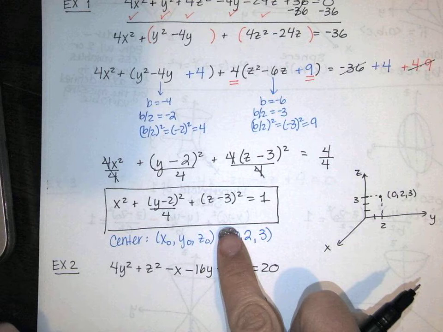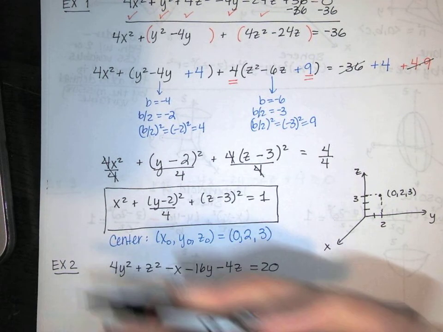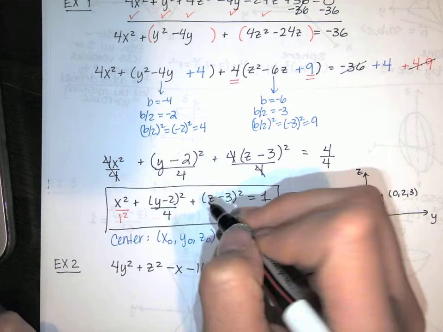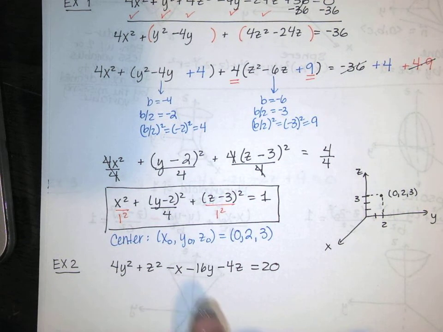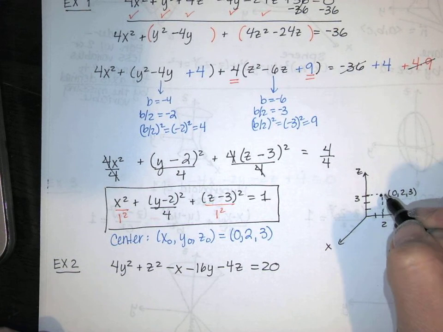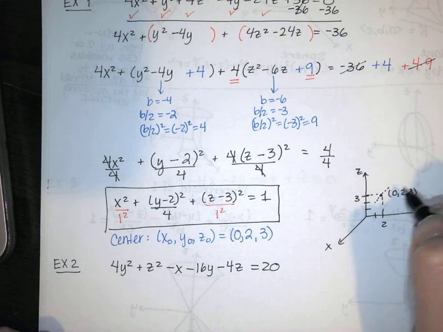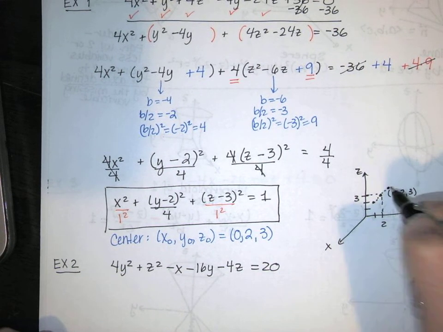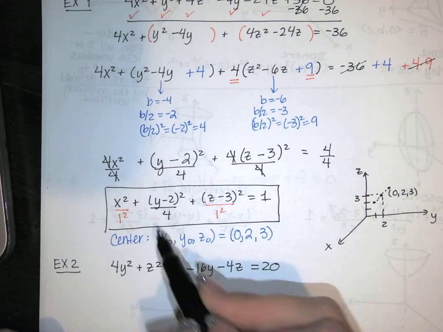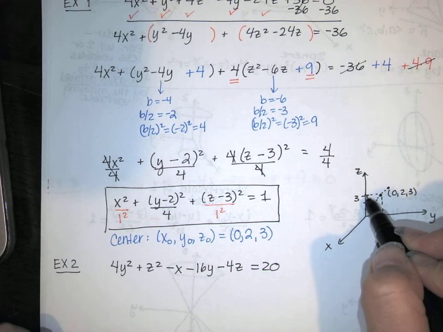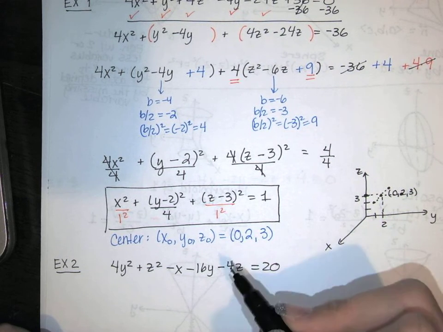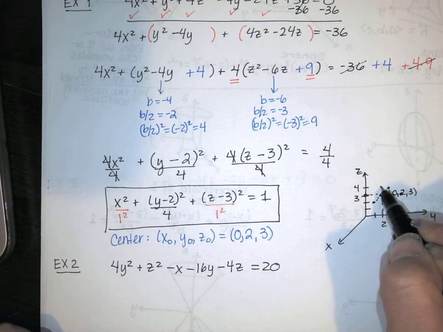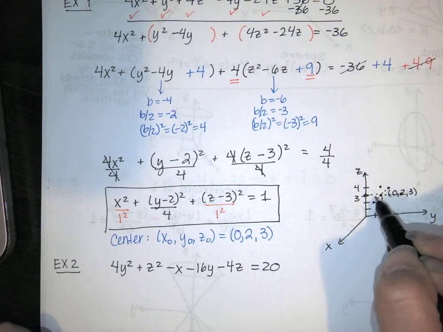Alright, and what does this say? There's an implied 1 here, 1 squared in the denominator. You can think of that as a 2 squared, and that's a 1 squared. So we're going to go plus and minus 1 unit in the x direction from here. So you're going to go forward 1 and backward 1. And you're going to go plus and minus 2 units in the y direction. So you're going to go 2 units that way and 2 units that way. And plus and minus 1 unit in the z direction. So you're going to go up 1 and down 1.